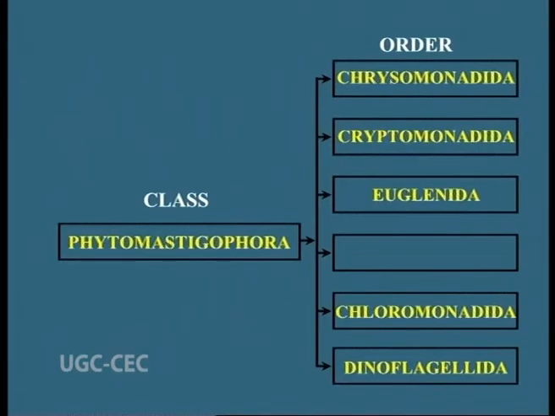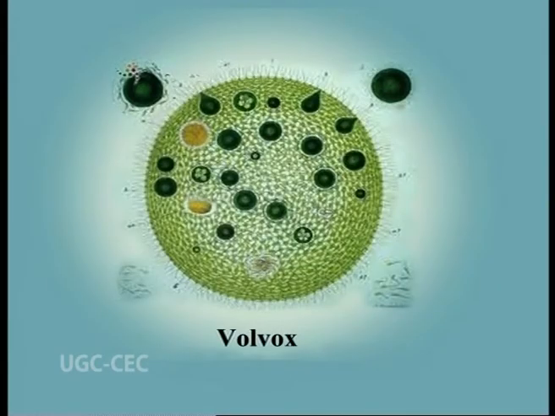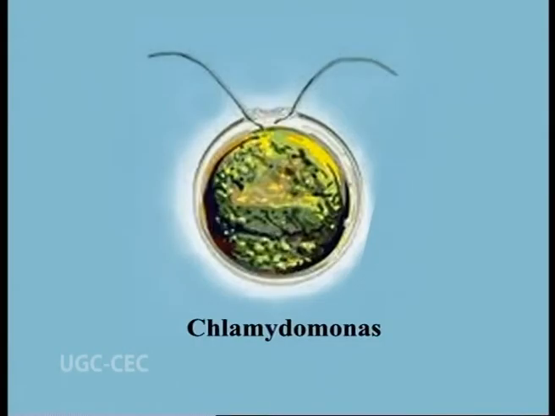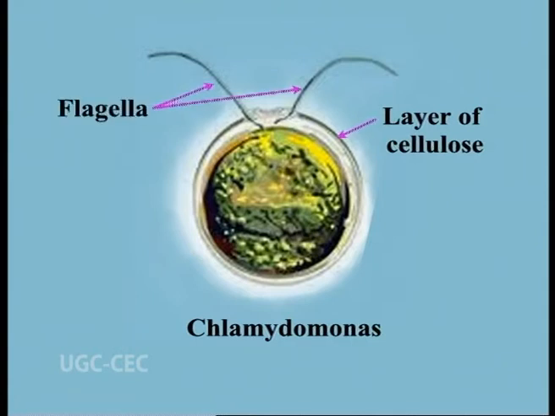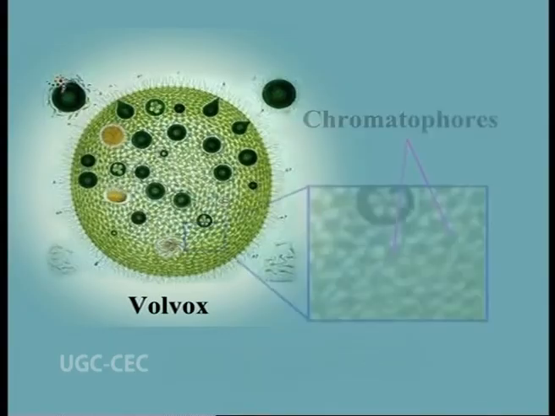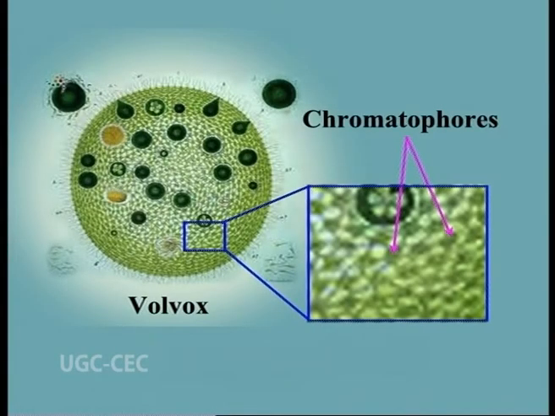Order Volvocida. Examples are Volvox and Chlamydomonas. Body is covered with cellulose. There are 2 flagella and no gullet. Chromatophores are green and cup shaped. Reserve foodstuff, starch and oils. They show syngamy.